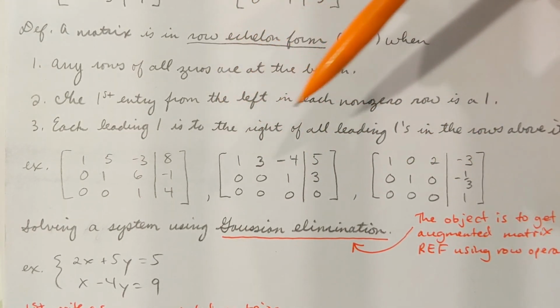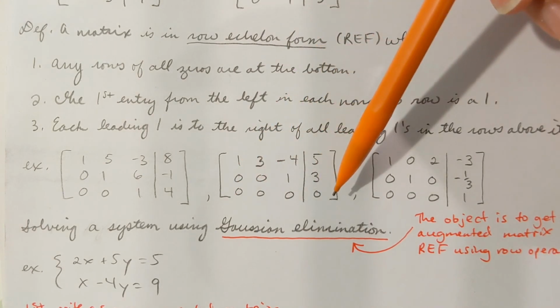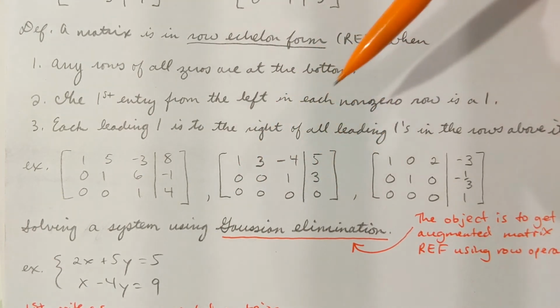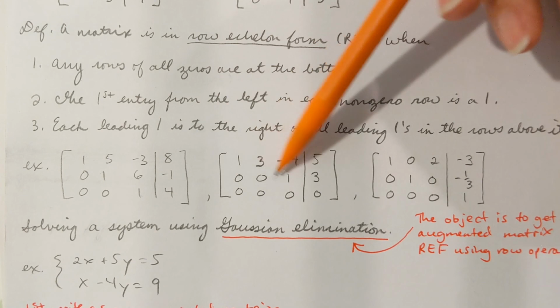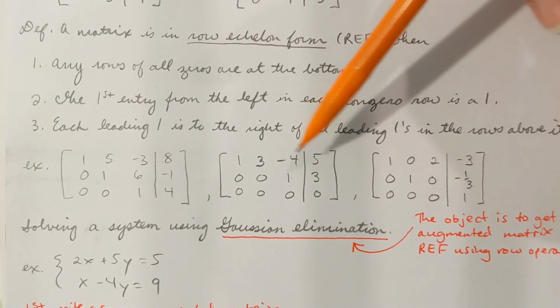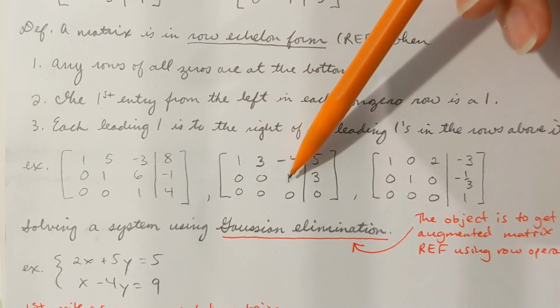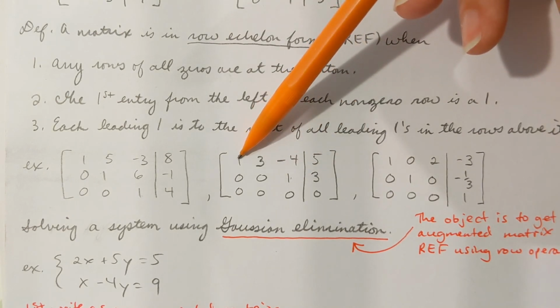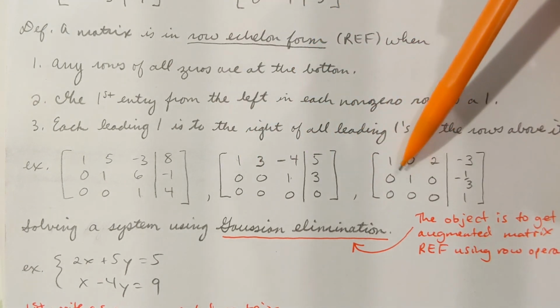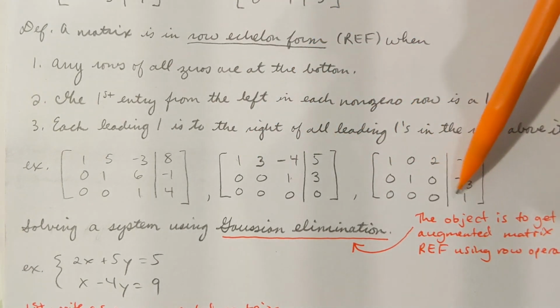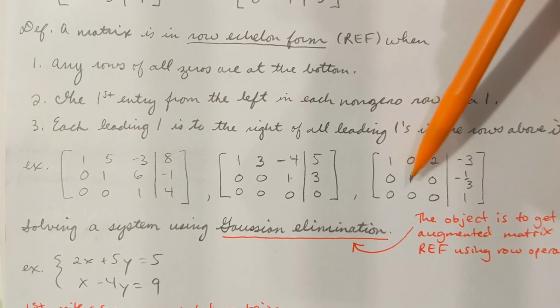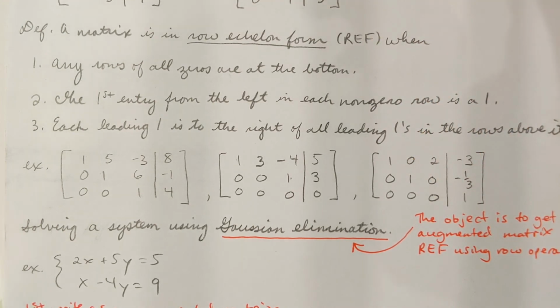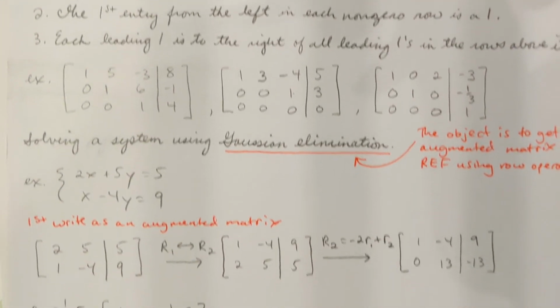The three conditions are still satisfied. You have a row of all zeros, that's at the bottom. The first entry from the left is going to be a 1 here. Each leading 1 is to the right of all leading ones in the rows above it. Like this 1 is to the right of this one. This 1 is to the right of this one. This 1 is to the right of either one of these ones here. So that's what we're looking for.